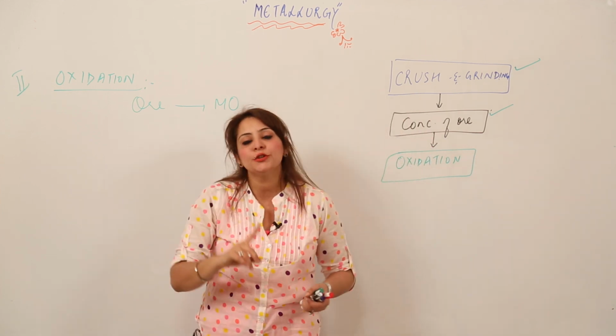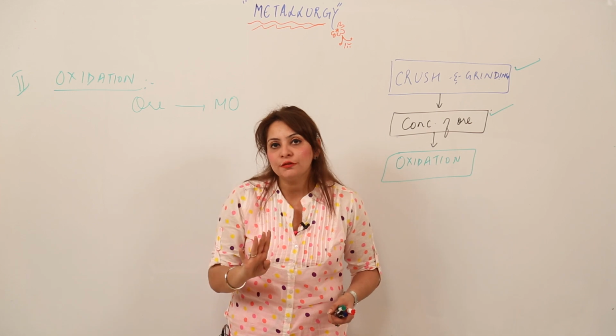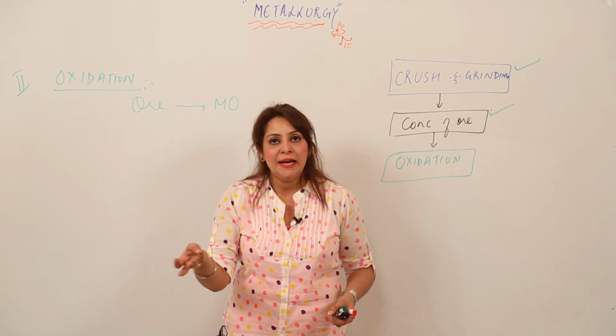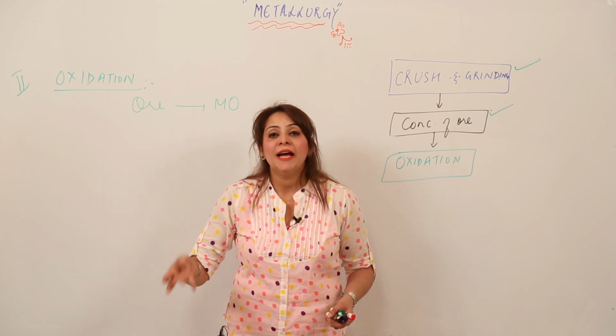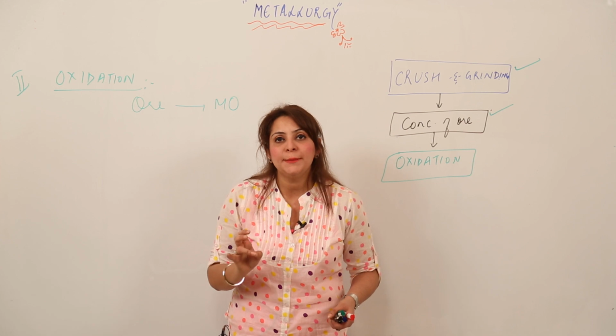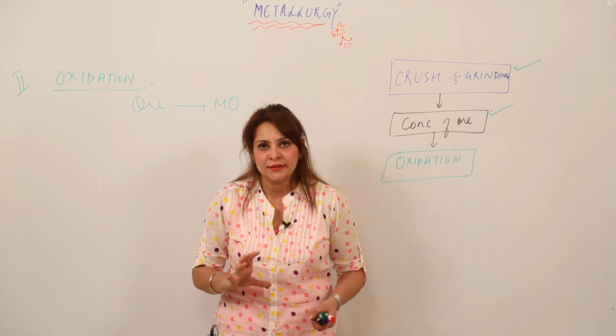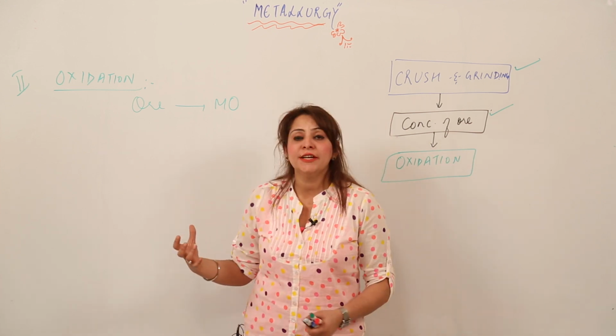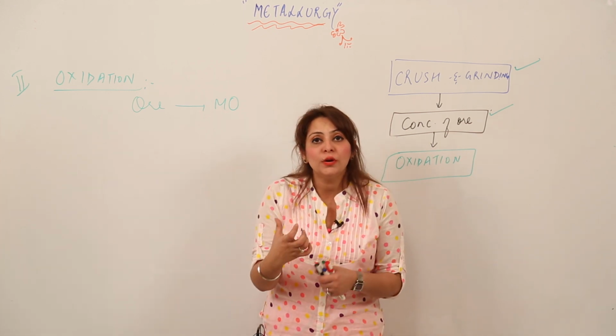So first of all, you should know that we have 4 kinds of ores. I have already told you. There is an oxide ore, a halide ore, a carbonate ore, and a sulfide ore, right? So we have 4 common types of ores. We'll be using different methods for oxidation depending upon what kind of ore it is.